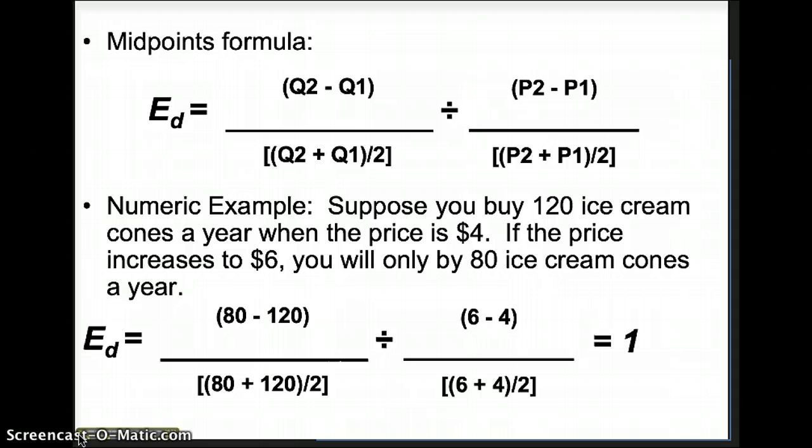80 minus 120 divided by 80 plus 120 divided by 2, divided by 6 minus 4 divided by 6 plus 4 divided by 2. Again, order of operations is crucial. Be sure to simplify your fractions before you divide. If you do your math correctly, you should get an answer of 1.